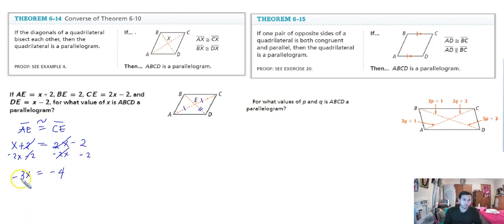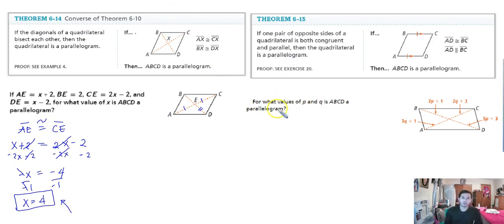Oh, sorry about that. I made a mistake here. This must be x minus 2. That is negative 1x. Sorry. So that's negative x. Therefore, I'm going to divide this by negative 1. So cancel that. So x is equal to positive 4. So the value of x is positive 4. So ABCD is a parallelogram if the value of x is equal to 4.